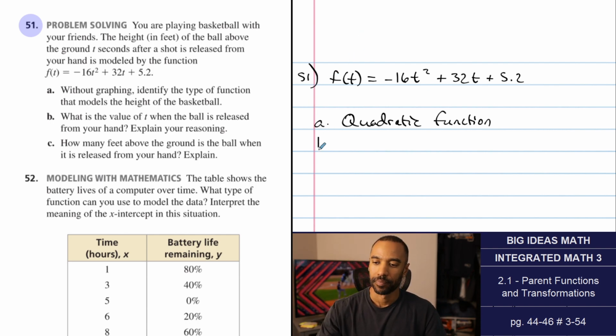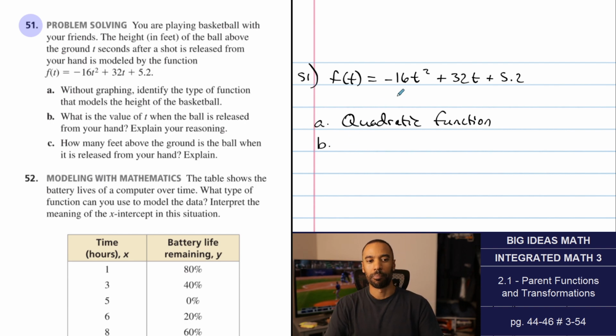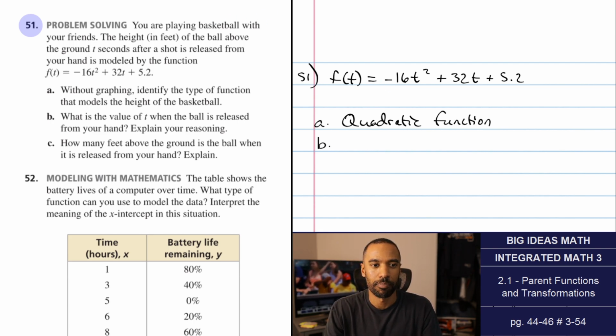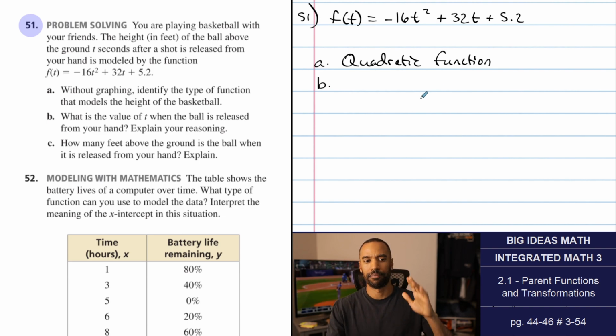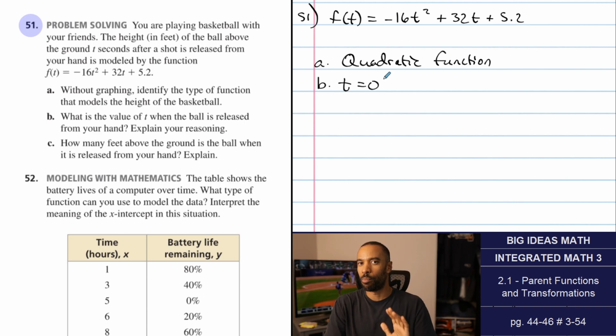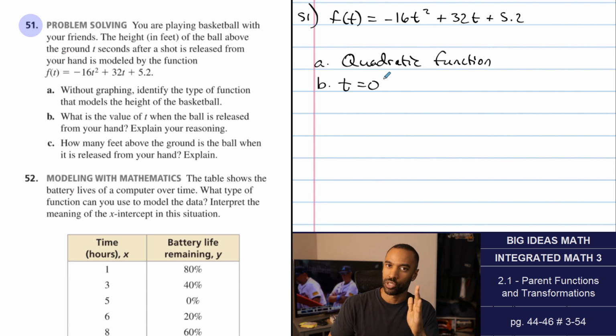Part B. What is the value of t when the ball is released from your hand? Explain your reasoning. These are the ones where it says the height of the ball above the ground t seconds after, etc. This is where you have the value of t when the ball is released is t equals 0. Now, this also means that our domain should be everything t greater than or equal to 0. We shouldn't do all real numbers this time. Anything before time 0 does not apply to our shot.